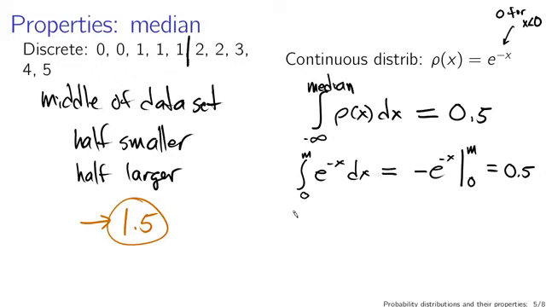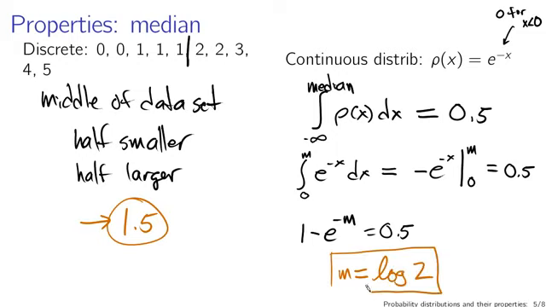Plugging in the limits here, I'll just simplify it and skip a step here. You get 1 minus e to the minus m equals 0.5, which if you solve it for m, gives you that m equals the log of 2. Now, if I get sloppy and say log here, I really mean natural log. If I ever need a log base 10, I'll write log base 10. Most of the time we'll be using natural logs in quantum mechanics.